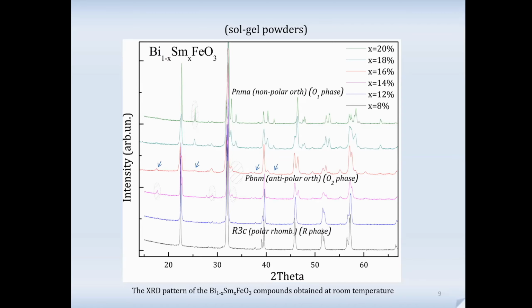The main difference I'd like to emphasize is that we couldn't find a compound having a pure single-phase antipolar orthorhombic state described by the Pbam space group. So as a function of samarium content, it then goes to nonpolar, and it's distinctly seen here.